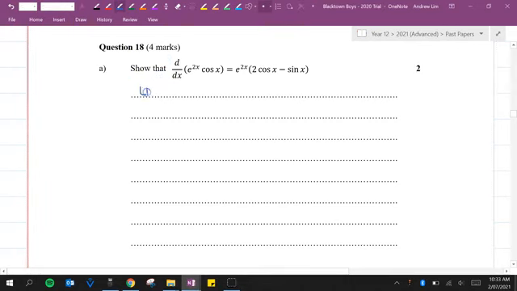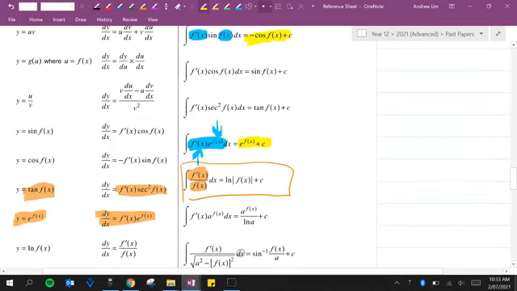So our left hand side, we need to differentiate this. So we're going to use the product rule, because there are two terms being multiplied by each other where they both are in terms of x. So u is equal to e^(2x). So u dash is equal to, let's just double check.